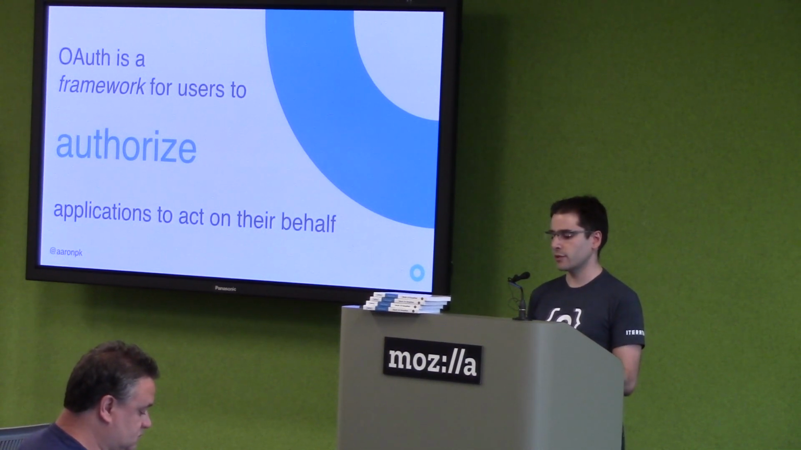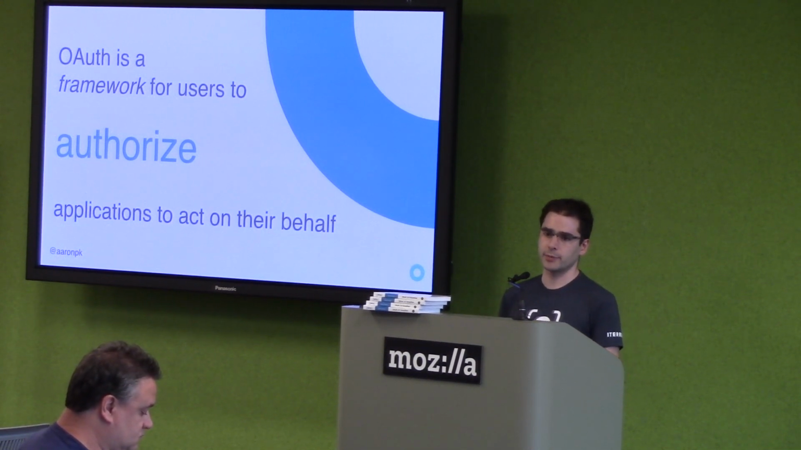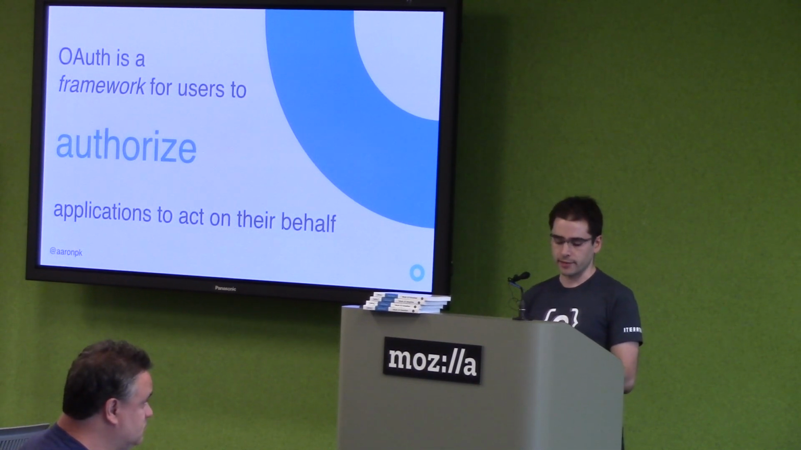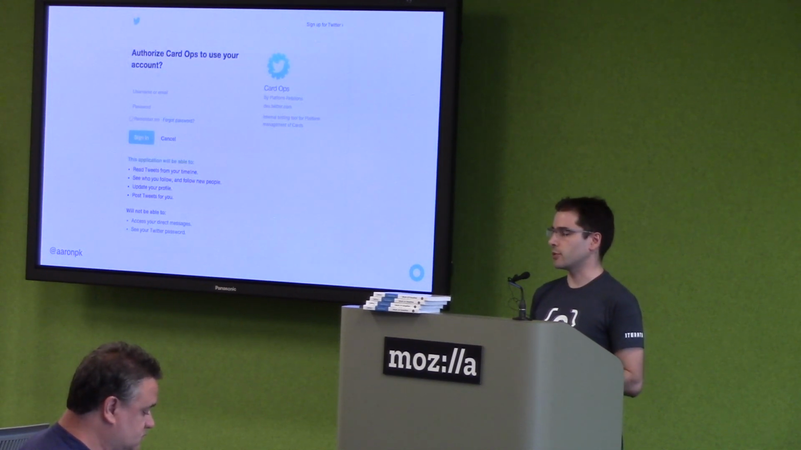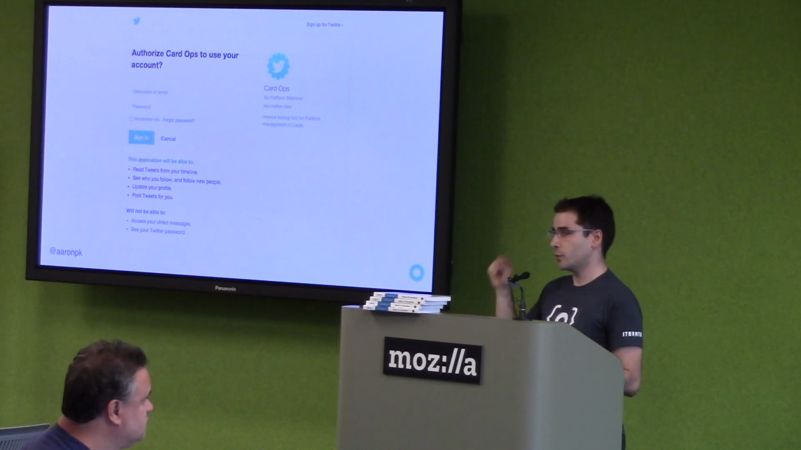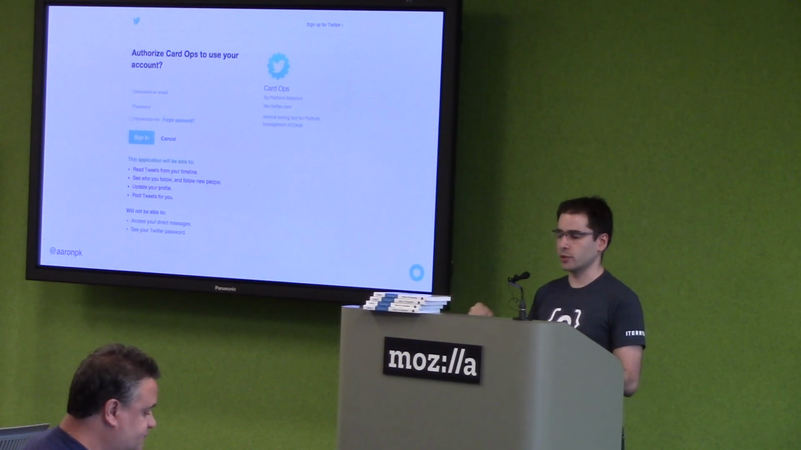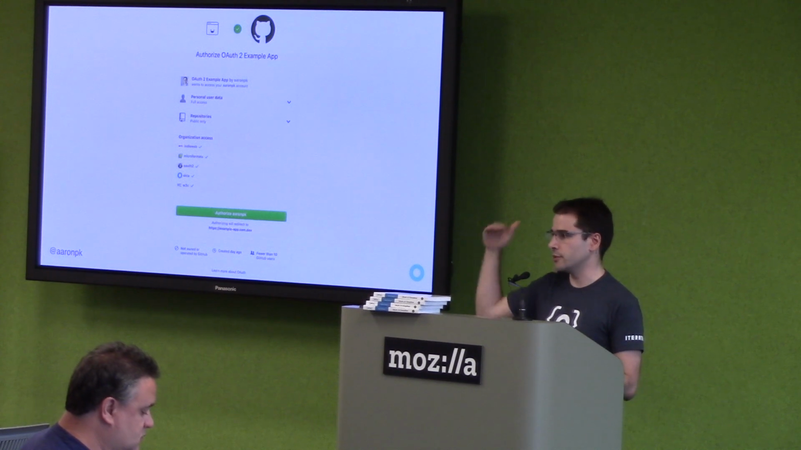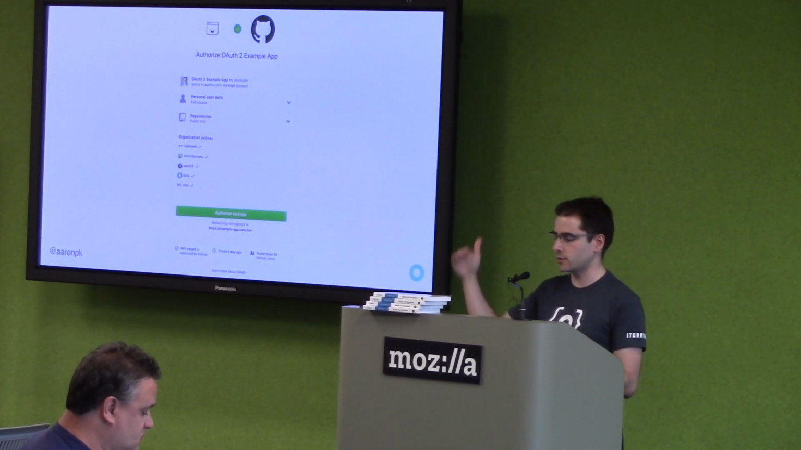It's a framework that allows users to authorize apps to act on their behalf or access their data. What this ends up looking like is you see a screen like this now. If you click a login with Twitter button, you get taken to Twitter. Twitter asks for your password, which is fine because it's Twitter. And then you go back to the app, and then the app has access to your Twitter account. Same with GitHub. GitHub shows this app wants to do such and such to your account. It's going to have access to this, this, and this.